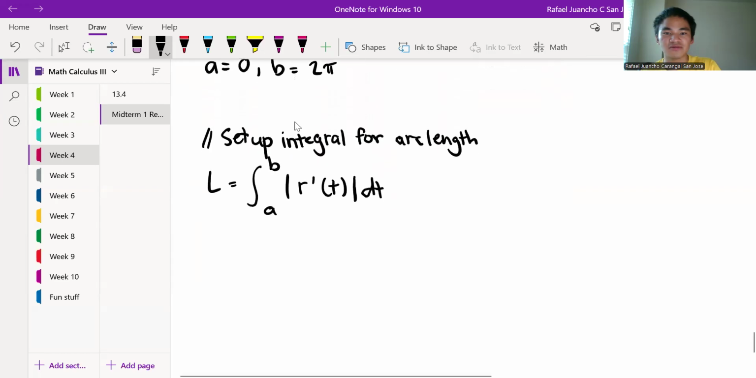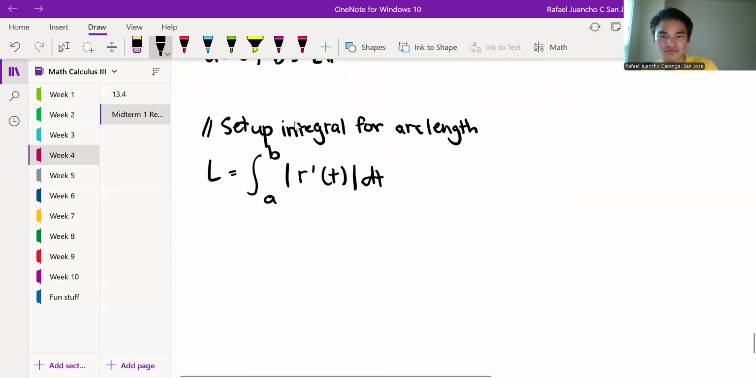Now I can set up an integral. So to set this up, okay, we have that. And then now we can plug in what we know. So A is 0, B is not pi, B is 2 pi. And we want the magnitude of the derivative. Okay, actually we need to get that one first. Let's get that one real quick. So the magnitude, or let's do the derivative first.